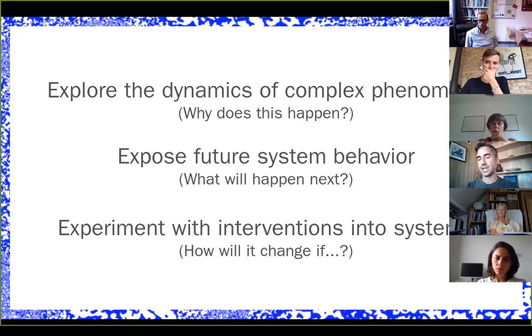So how will it change if I add a lane to this road? What will that do to traffic patterns? Or what if I put a stoplight at this place? Or as a policymaker, if I increase or reduce taxes or penalties for certain types of behavior.